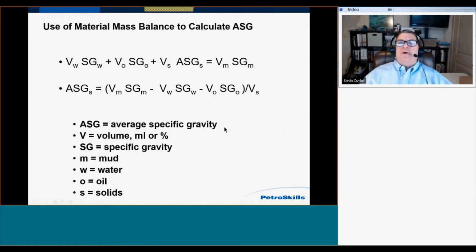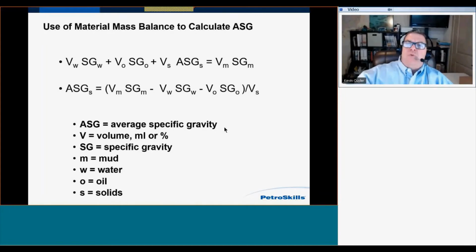So we use material mass balance, and I'm going to provide you with the equations. They are here as well as on the sheet that will be distributed to everybody. So if you don't have them, don't worry about writing them down. You'll get all of these. But we calculate the average specific gravity of the solids in our mud. That's what the ASG stands for.